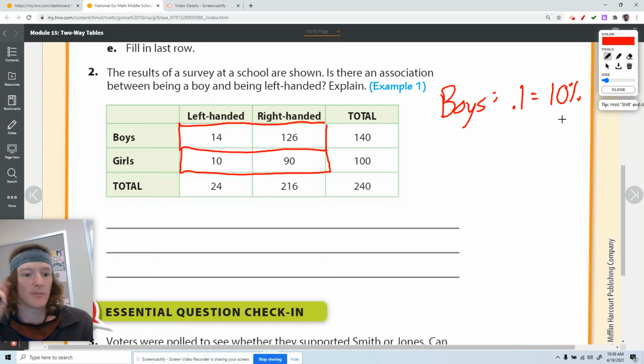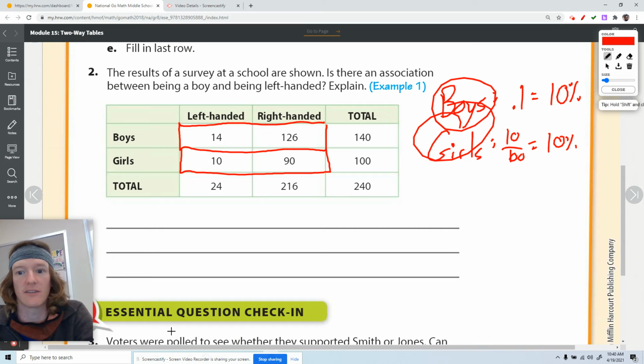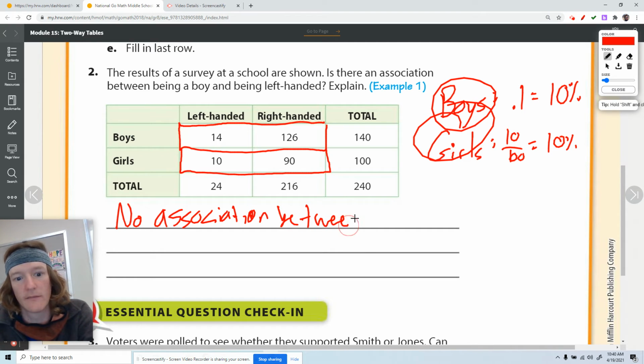So we want to know, is that special? Is that different compared to girls? Well, let's check girls. We've got 10 out of 100, which guess what? That's 10% as well. So there's not going to be an association with being a boy and being left-handed. It doesn't really line up. Boys and girls have equal likelihood, so there is not an association. No association between being a boy and left-handed.